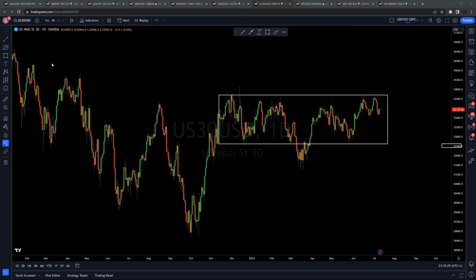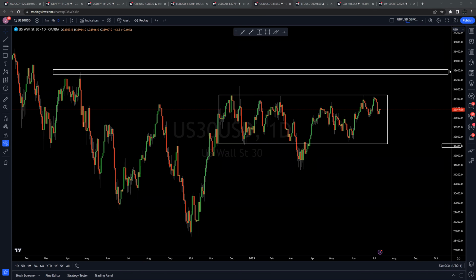But I don't want to take any clean buys unless we're breaking above 34,500, which is a very clean intraday range and higher time frame play to like 35,500.